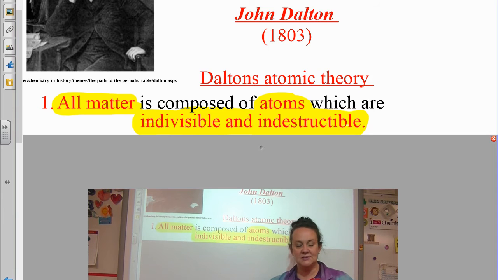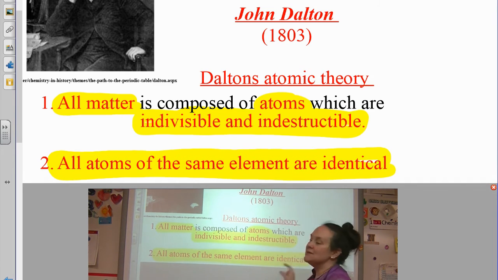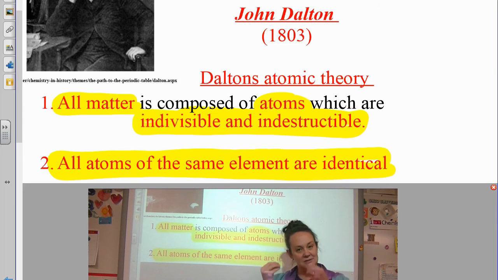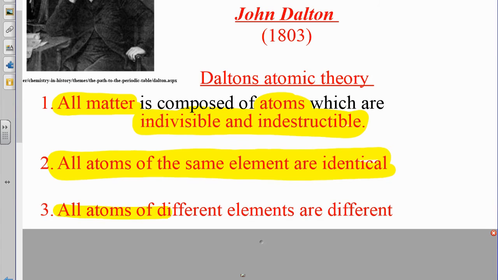Then the next 2 pieces of his theory are not exactly brain busting, but everything had to have been learned. So this might seem very simple to you, but somebody had to say it first. So with this idea of an atom, his idea was that all atoms of the same element are identical. So that means every oxygen atom that you find is exactly the same, and every chlorine atom is exactly the same. Okay, so all atoms of the same element are identical. Then, wait for it, all atoms of different elements are different. So that oxygen atom is not the same as the chlorine atom.